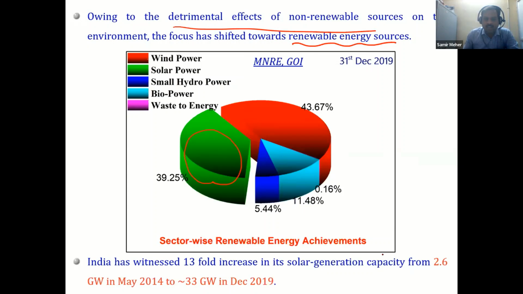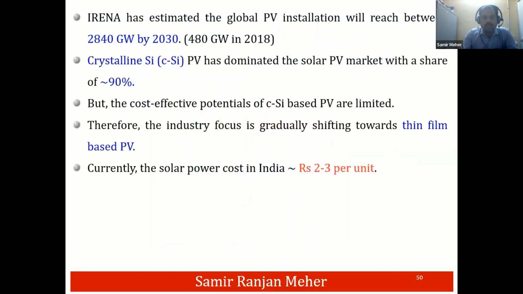We can see that there is around a 13-fold increase from 2014 to 2020, from 2.6 gigawatt power generation capacity to around 33 gigawatt by the end of 2019. If you look at the international scenario, it is estimated that by 2030, around 2.8 gigawatt power installation capacity will be generated throughout the world. Currently, 2-3 years ago, it was around 480 gigawatt. So that is a huge expectation.